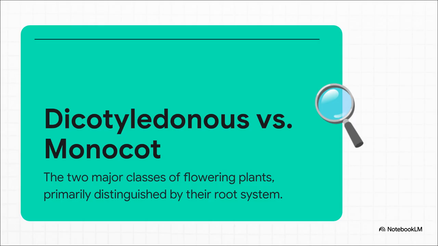These are basically the two great families of all flowering plants. That cot part just refers to the first little leaf inside the seed. Monocots have one, dicots have two. And here's the rule of thumb. Dicots, like your roses and sunflowers, usually have taproots. Monocots, like grass, corn, and lilies, have fibrous roots. It's a simple difference that tells us so much as we move up the plant.